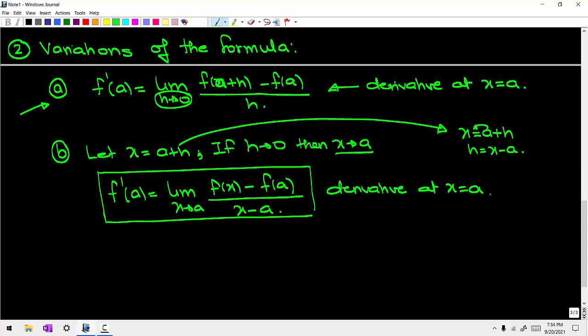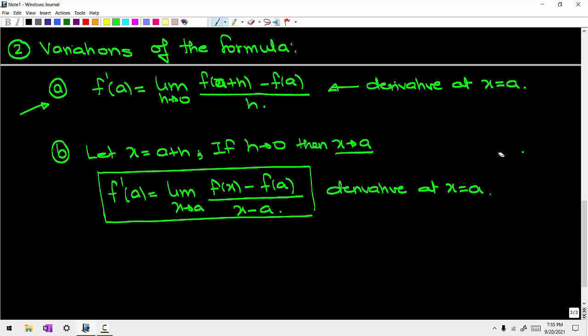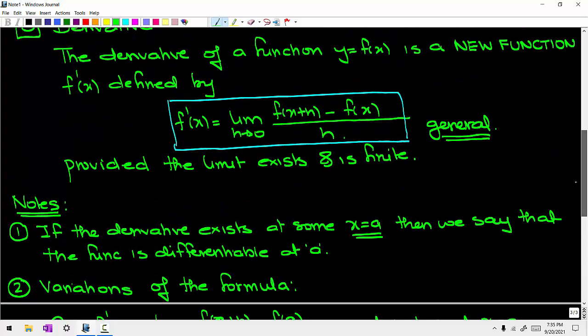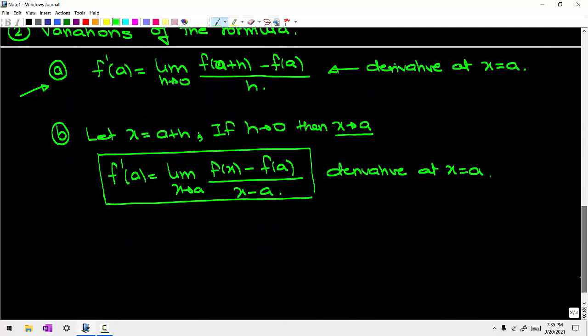Okay, so here's another formula that gives us the derivative at a. You have two variations of the formula, and they're basically the same formula that we have here, except we're changing x to a specific point a. The second formula is just making a substitution to get a different formula. This formula is mainly used in proving theorems, so it's used in proofs, not so much in calculations.